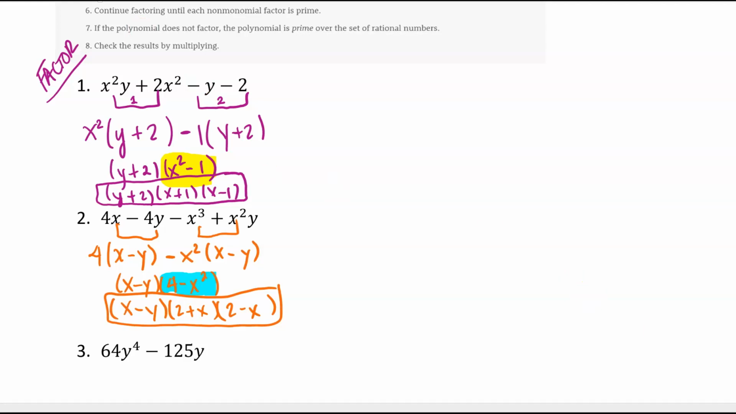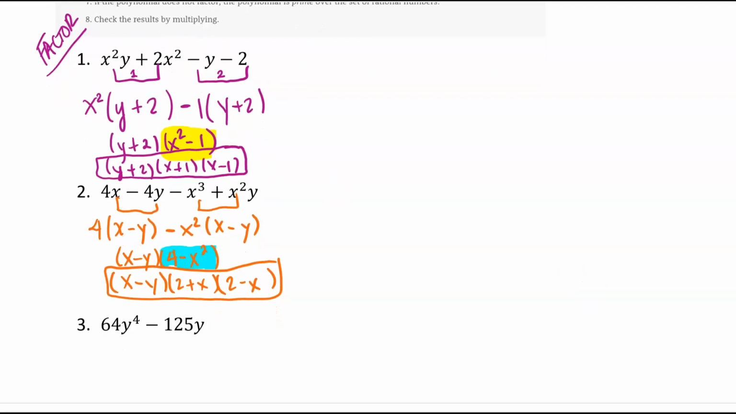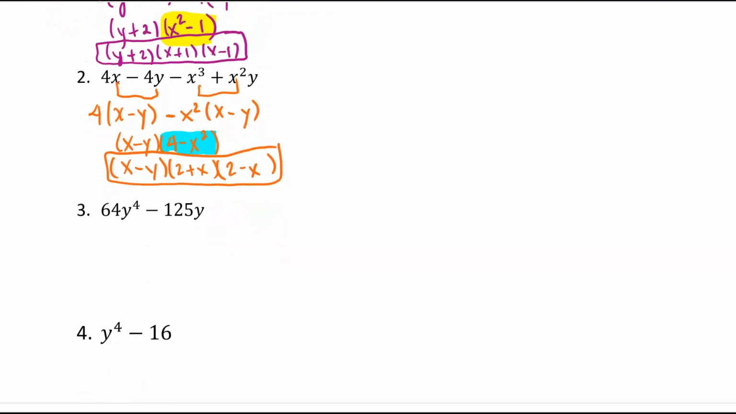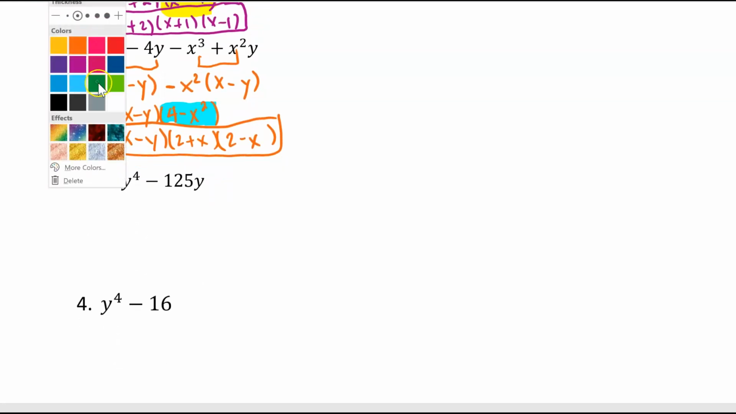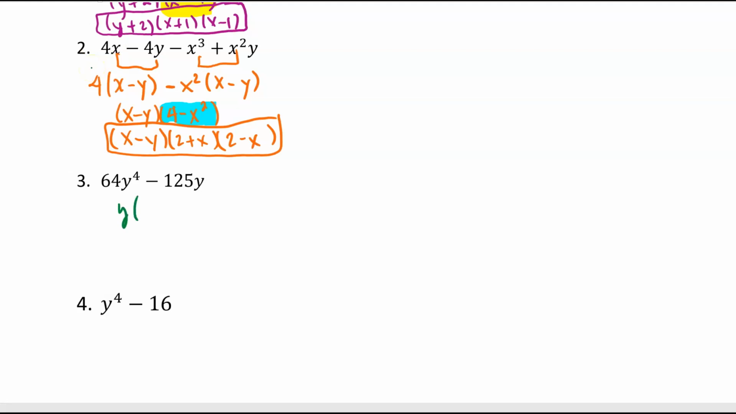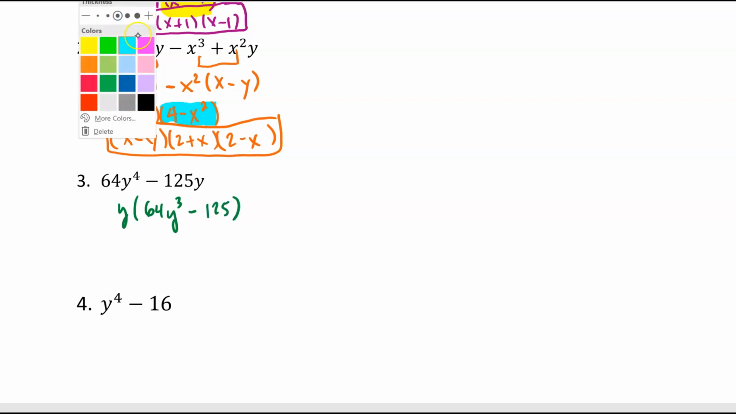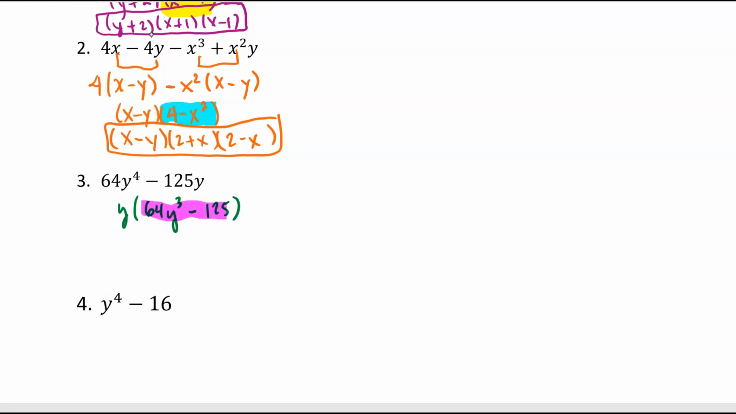Moving on to number 3. Again, when you're factoring, always look for something in common. And in this case, it actually does look like we can pull out a y, and we have 64y cubed minus 125. Now, are we done? No, not exactly. Because look at this.